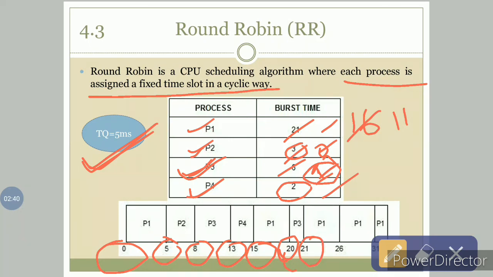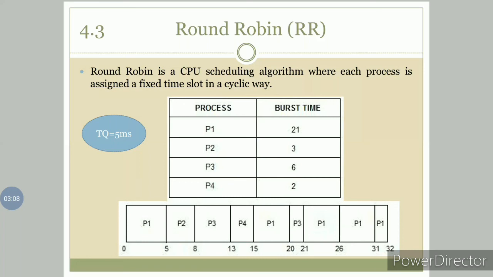After 21 units of time, again we go back to P1. Now only process P1 is left; all the other processes have completed. So P1 with 5 units of time remains what? 6. So with 5 units of time, 21 plus 5 is 26. And then again P1 comes in with 5 units of time, what remains? 1. So 26 plus 5 gives you 31. And then 31 plus the last 1 unit is 32. So this is all about round robin. This is how it works.